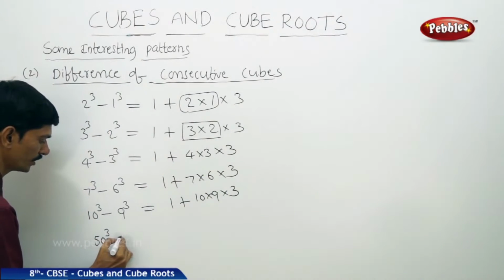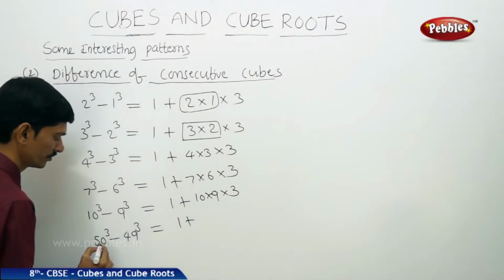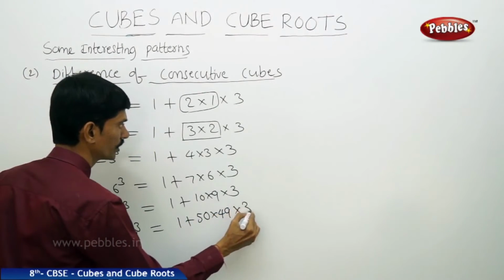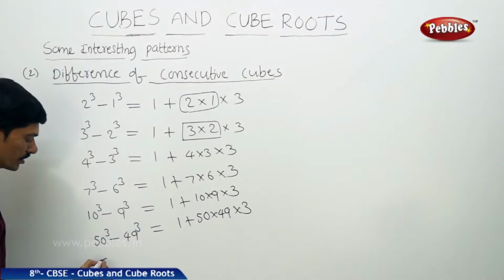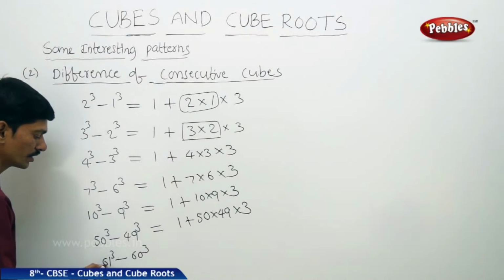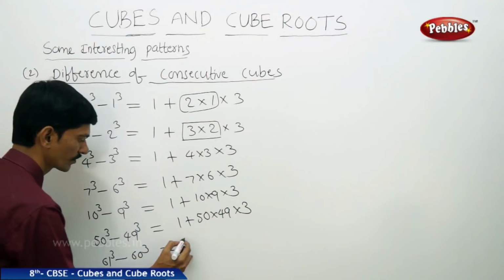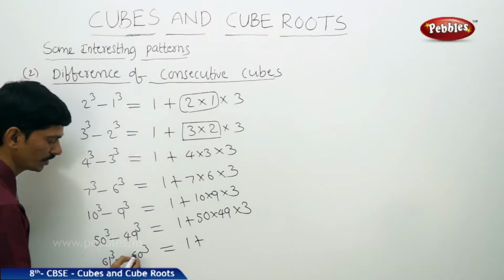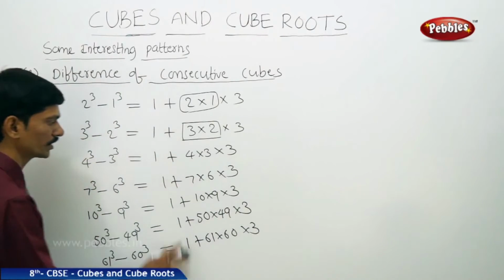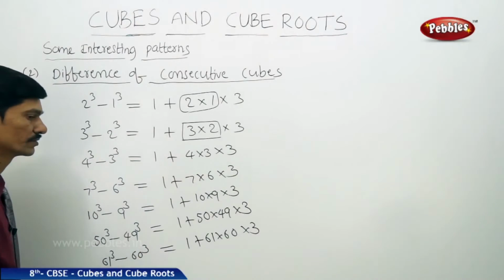Now 50 cube minus 49 cube can be written as 1 plus 50 into 49 into 3. Now we can write 61 cube minus 60 cube. Here 60 and 61 are consecutive natural numbers, and we can write it as 1 plus 61 into 60 into 3. So using this pattern we can write the difference of any two consecutive cubes.